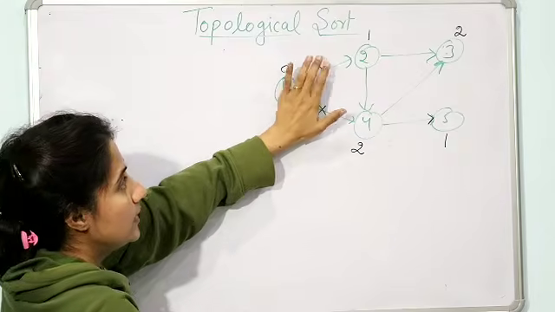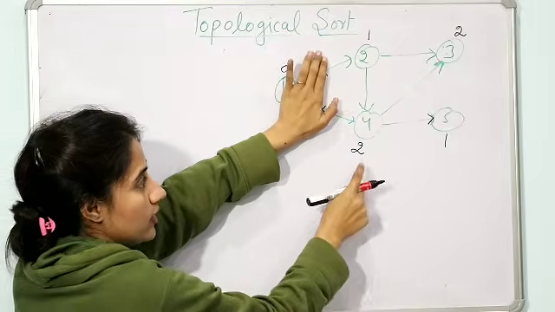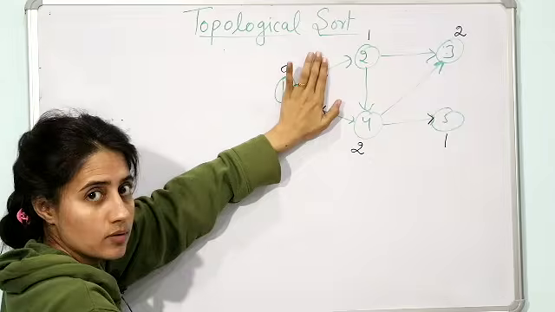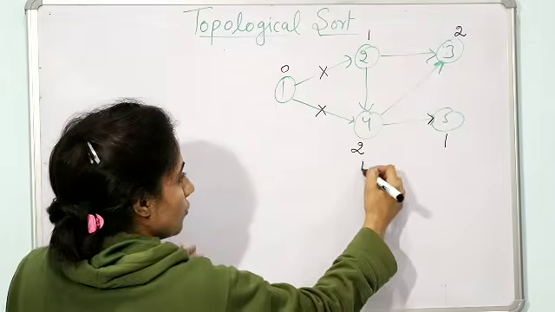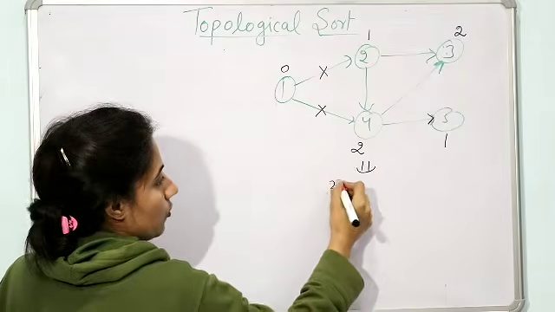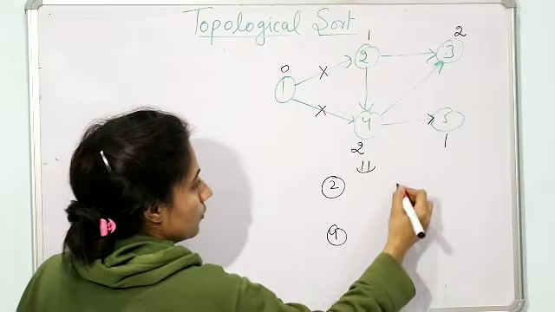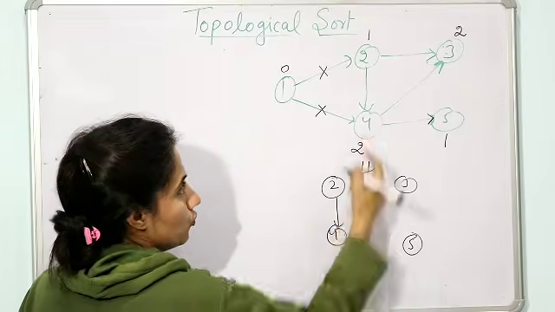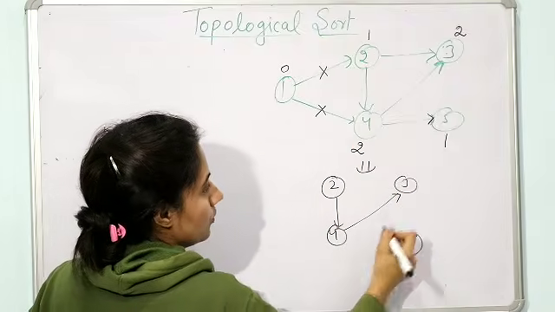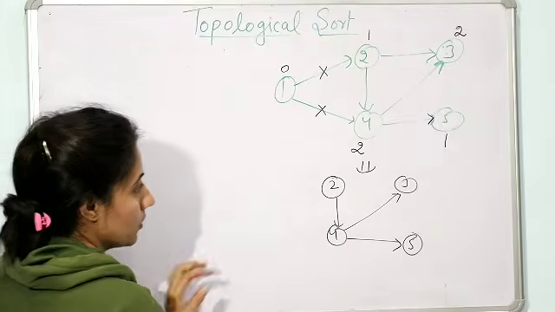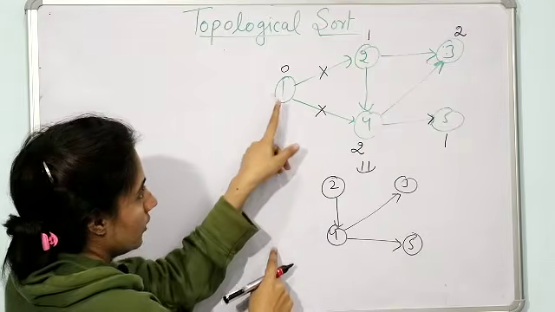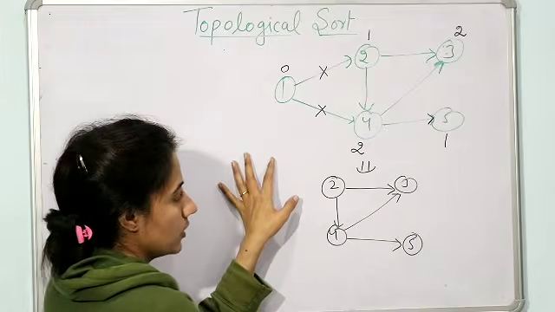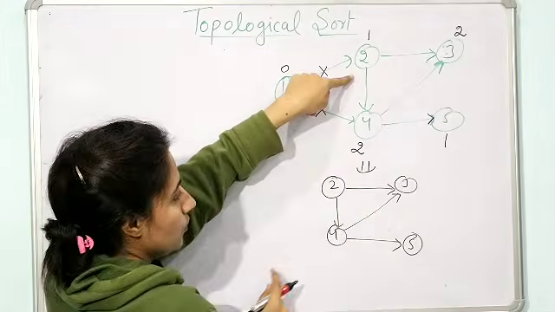Now when we delete these edges, then obviously the in-degree of these vertices would be changed. Yes or no? So the graph would be something like that. We have only 2, we have 4, we have 3, we have 5. Fine. 2 to 4 still we have, 4 to 3 we have, 4 to 5 we have. This edge, no, we are not having this edge, we have only 2 to 3.